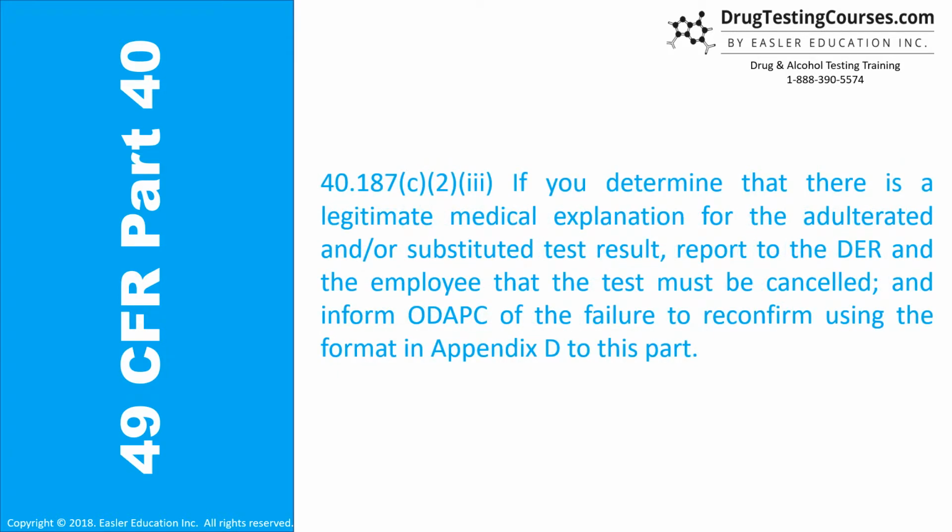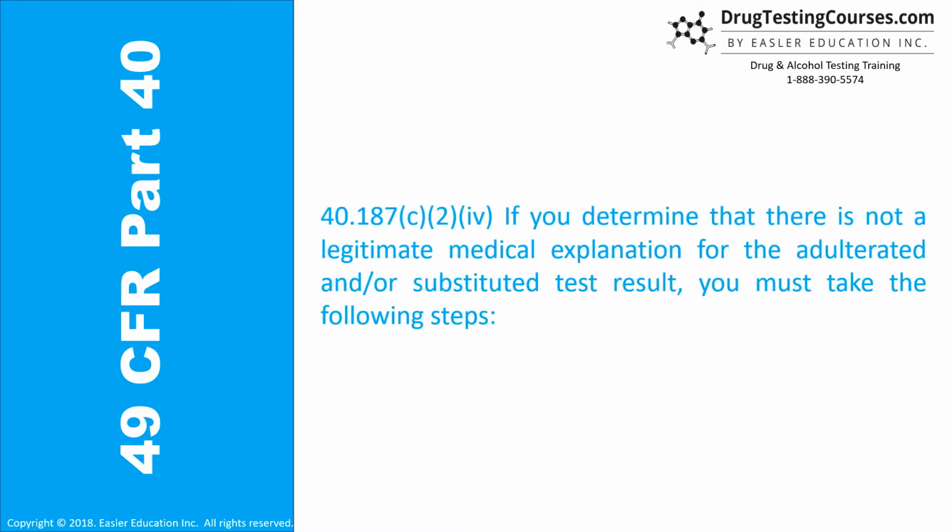40.187C2 sub 3. If you determine that there is a legitimate medical explanation for the adulterated and/or substituted test result, report to the DER and the employee that the test must be canceled, and inform ODAPC of the failure to reconfirm using the format in Appendix D to this part. 40.187C2 sub 4. If you determine that there is not a legitimate medical explanation for the adulterated and/or substituted test result, you must take the following steps.